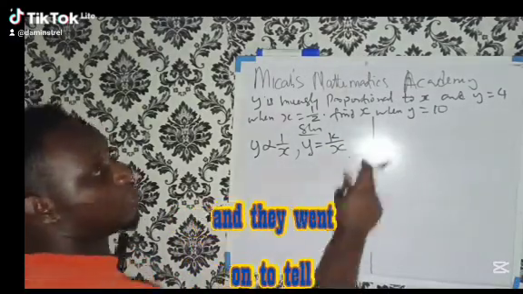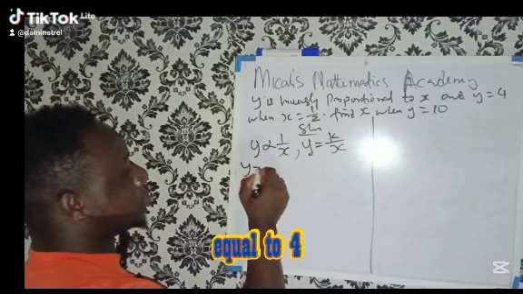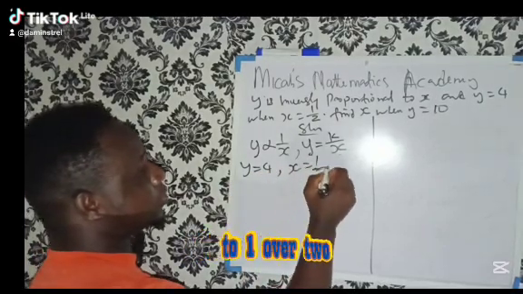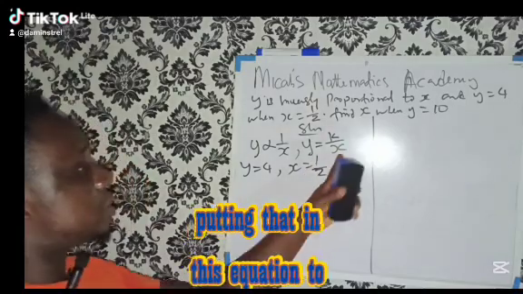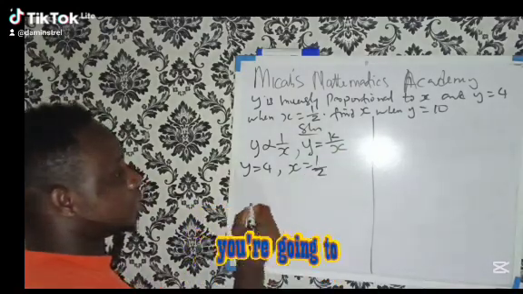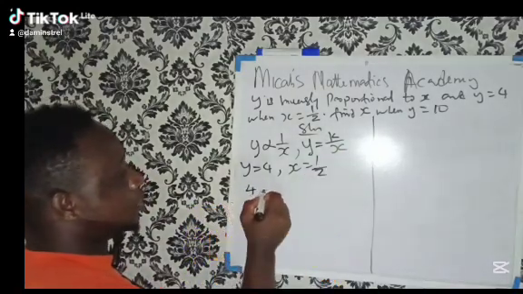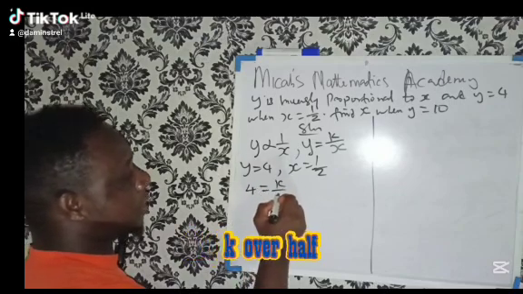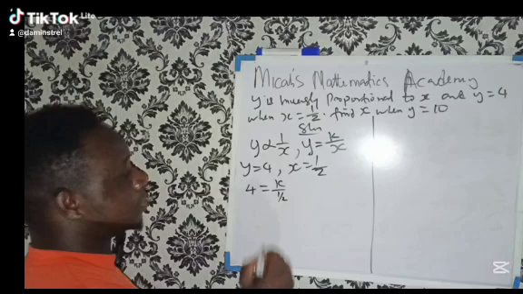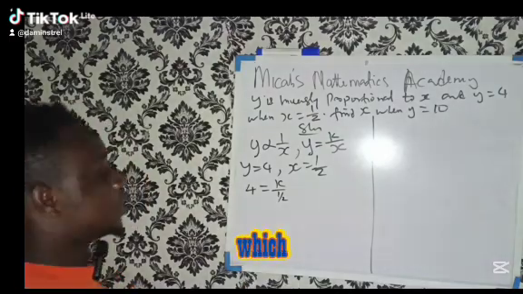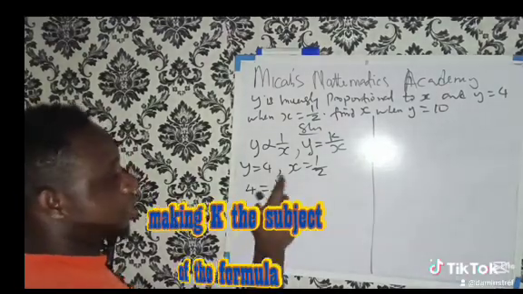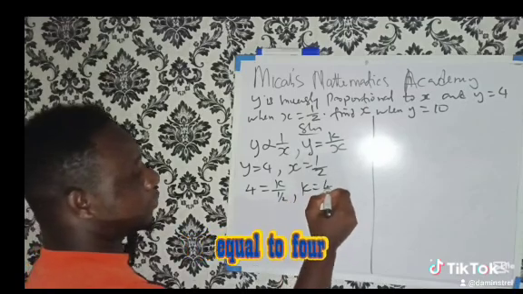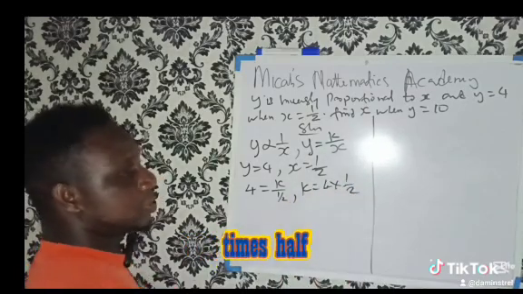And they went on to tell us that y is equal to 4 when x is equal to 1 over 2. Putting that in this equation to find the constant, you're going to have that 4 is equal to k over half, which, making k the subject of the formula, we're going to have that k equal to 4 times half.